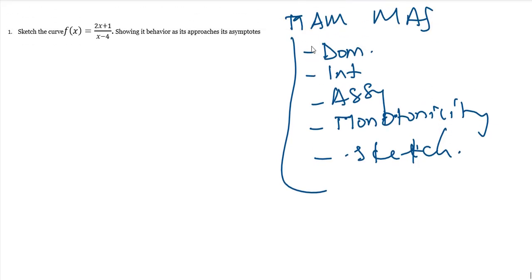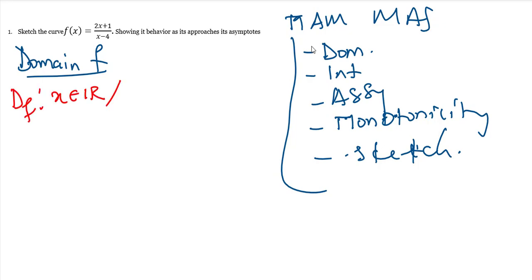Now for this curve, we have y is equal to (2x plus 1) over (x minus 4). The first thing that we do is to find the domain of the function f. The domain is simply the set of values of x for which this function is defined. This function will be defined for every value of x except when the denominator is equal to 0. So our domain Df will be such that x belongs to the set of real numbers in such a way that x minus 4 should not be equal to 0, and so x should not be equal to 4.